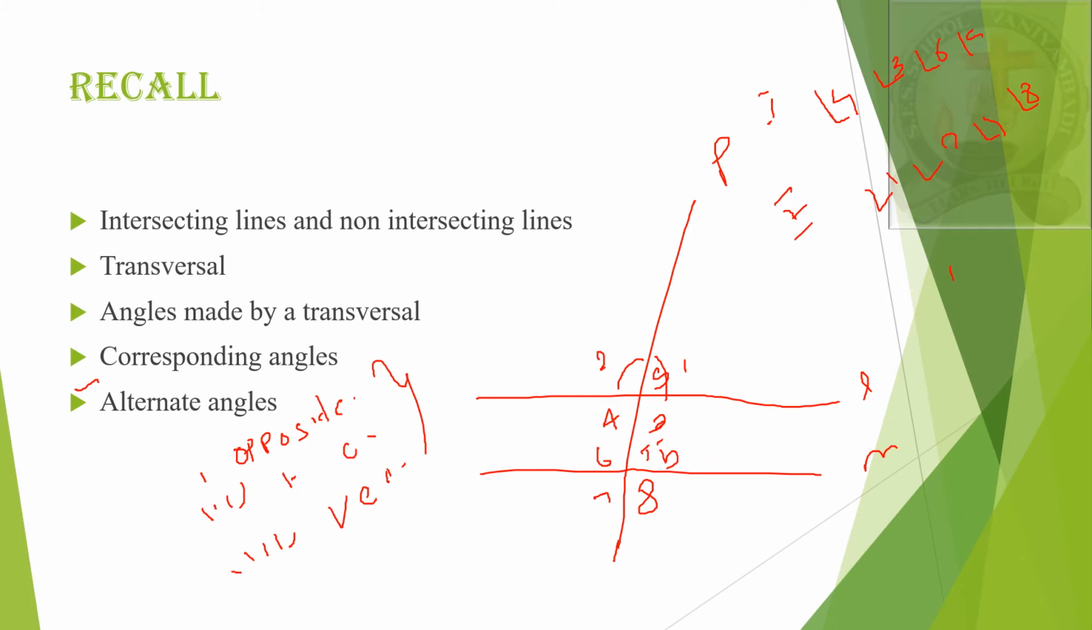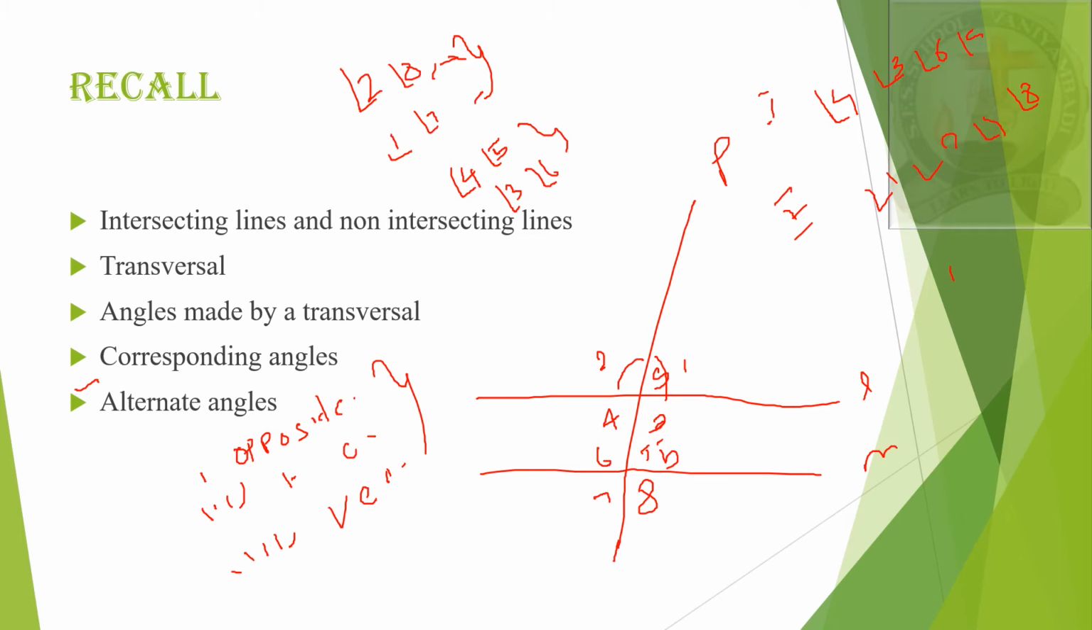The first condition is, the angles which you take should lie opposite to the transversal line. Then the second condition is, they should lie interior or exterior, inside or outside. The third condition is, they should have different vertices. If any angles satisfy these three conditions, those angles are called alternate interior angles or alternate exterior angles.